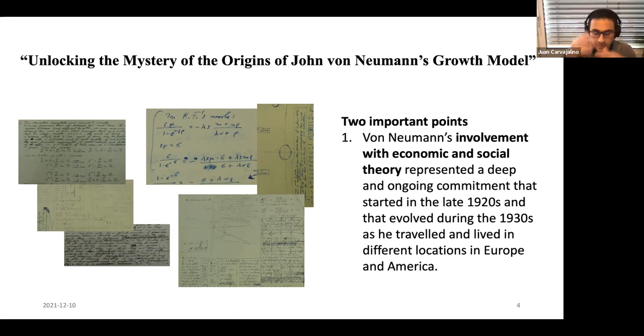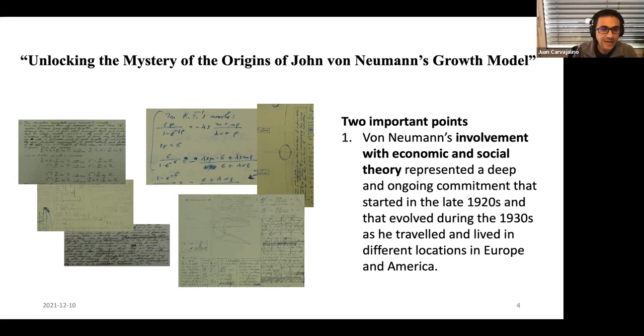Of course, the paper traces the genesis of that paper. But for this presentation, let me just recall two things. The first one is that based on these archives, and in these models, there are at least 20 drafts in which von Neumann tries to model the economy. I can make two arguments. First, von Neumann's involvement with economics and social theory was not something that he did in his leisure time. It was actually a real and deep commitment with economic theory.